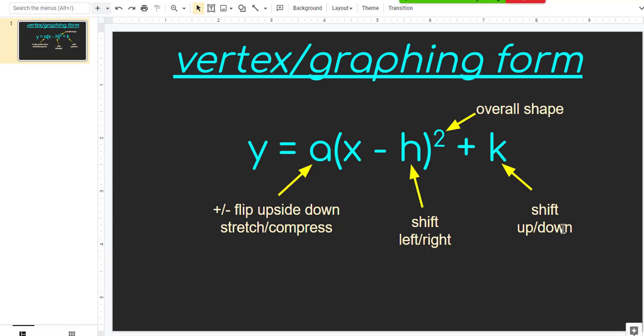And then our k is what makes it go up or down. And then whatever our exponent is, that's going to give us the overall shape, right? If our exponent was 1, we knew it was going to be a line. If it's squared, it's going to give us a parabola. If it's to the third, it's called a cubic, so it gives a little floopy floop in there.